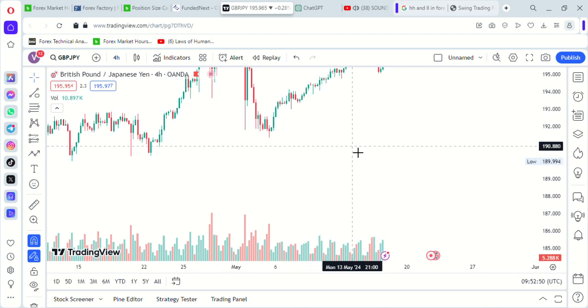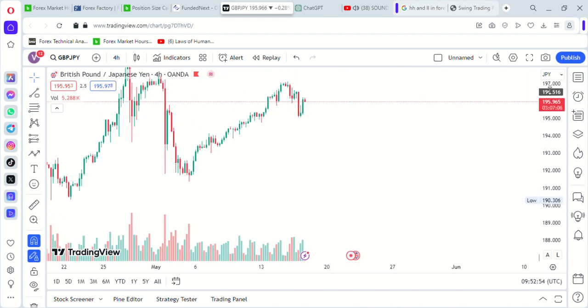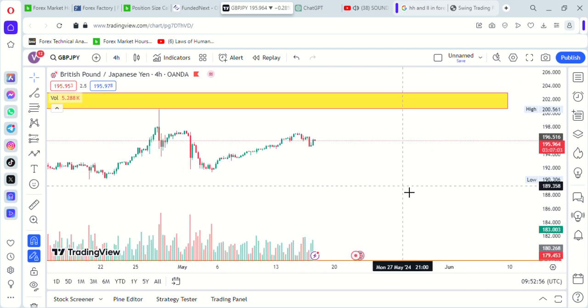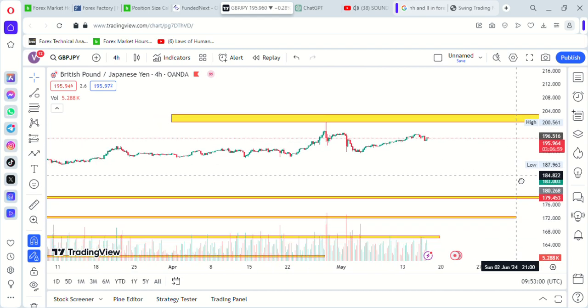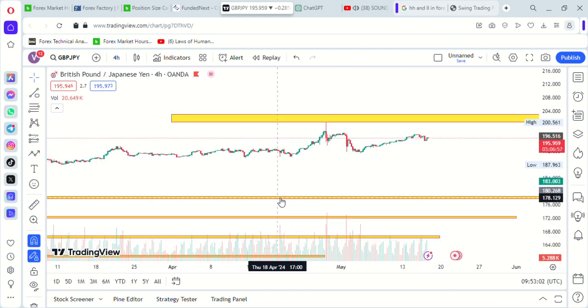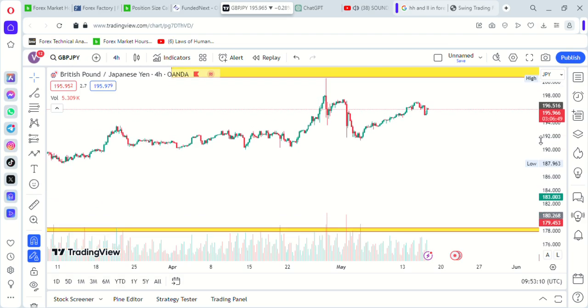The market is moving from zone to zone. It started from this zone, now it's getting to this zone, but it touched this zone, it reversed, it's still here. So the market is moving from zone to zone.